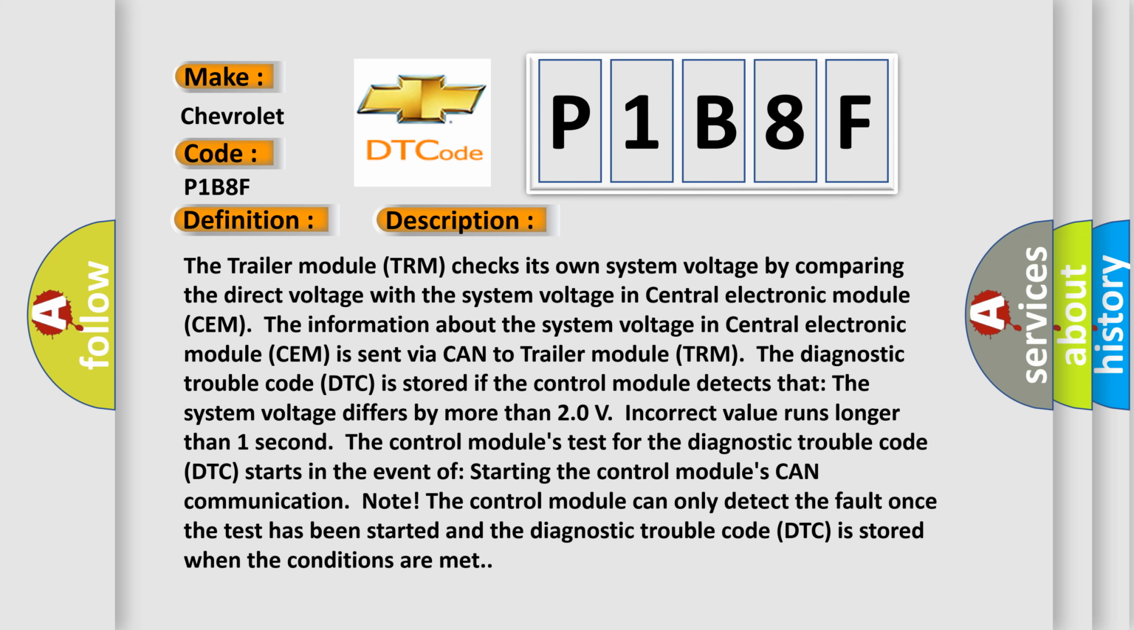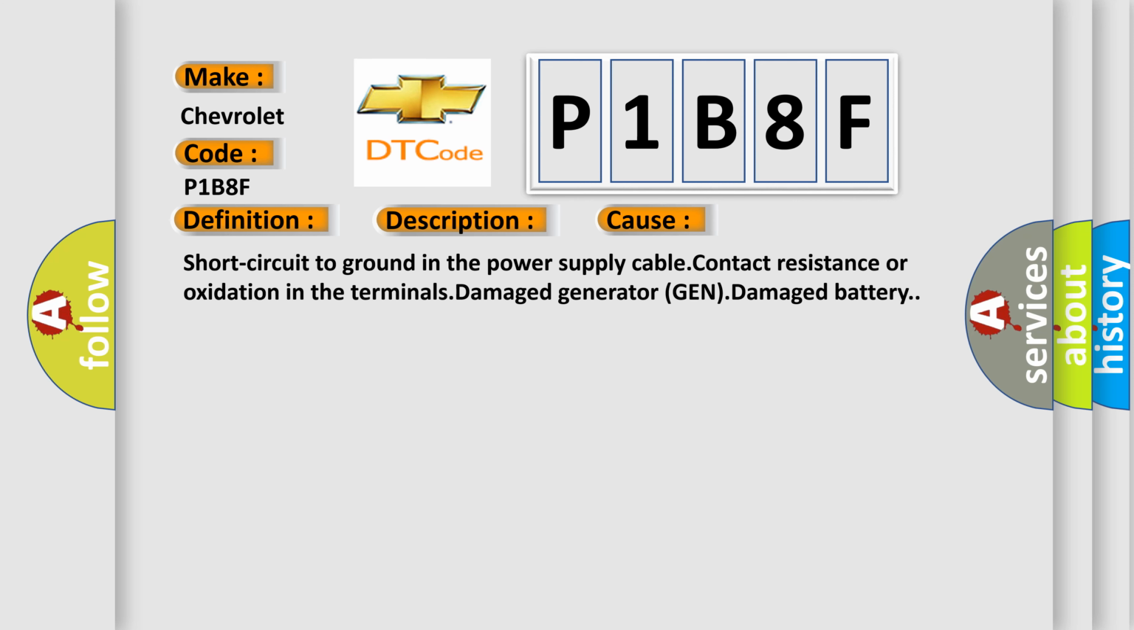The control module's test for the Diagnostic Trouble Code DTC starts in the event of starting the control module's CAN communication. Note. The control module can only detect the fault once the test has been started, and the Diagnostic Trouble Code DTC is stored when the conditions are met. This diagnostic error occurs most often in these cases: short circuit to ground in the power supply cable, contact resistance or oxidation in the terminals, damaged generator, GEN, damaged battery.